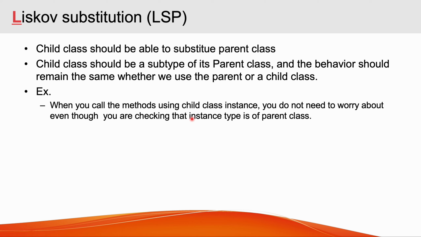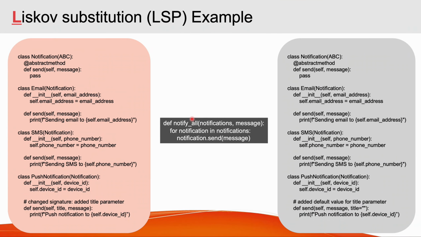But let's see the code example. You will understand what I am trying to explain. As you can see here, we have taken the example of notification, and we have declared one send method. You have to implement this method in your child classes. First is the email class, second is the SMS class.